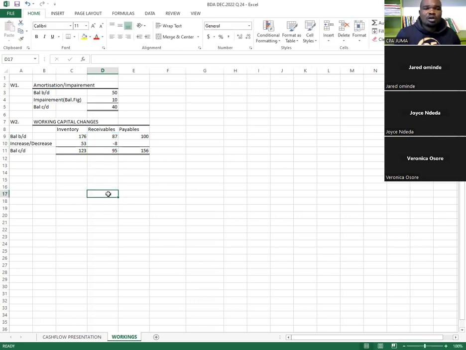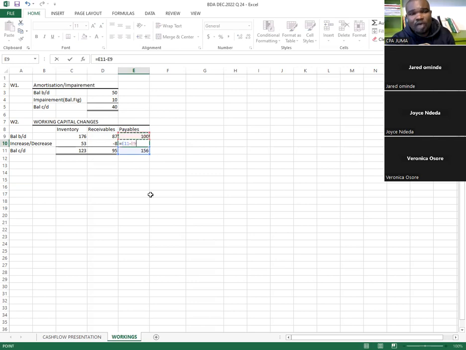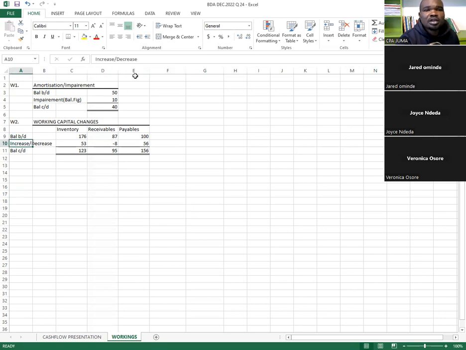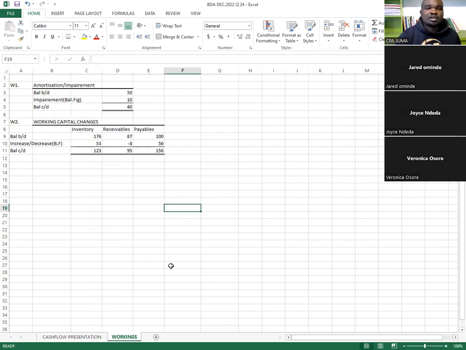Then for payables, it was 100, it went to 156. You have debts and you are not paying. So you have the money with you. We assume, even if you don't have in accounting, we assume you have the money. So it should be positive. So it will be 156 minus the 100, like that. So increase or decrease is my BF. BF is the balancing figure. So I have to make it visible like that.